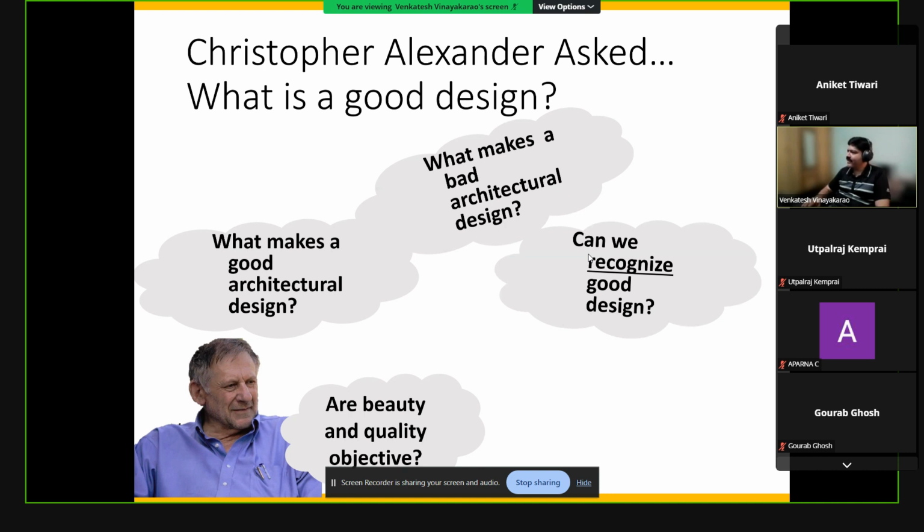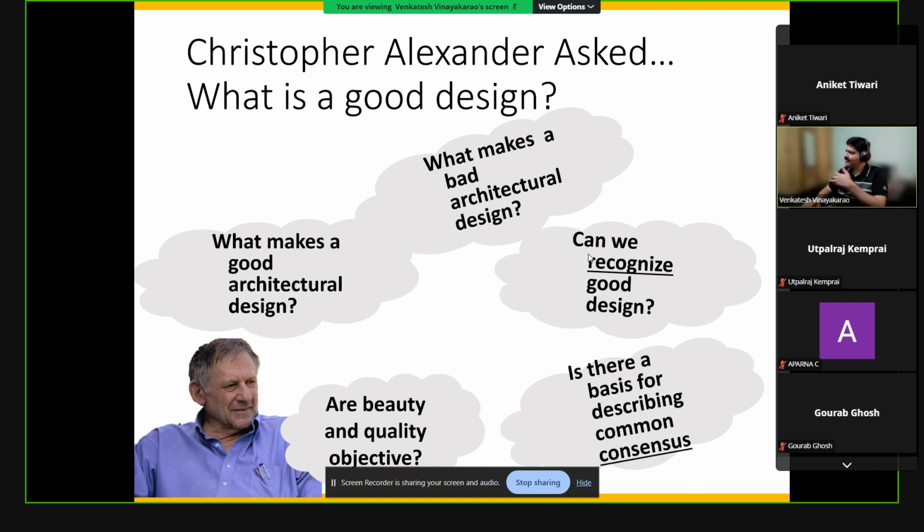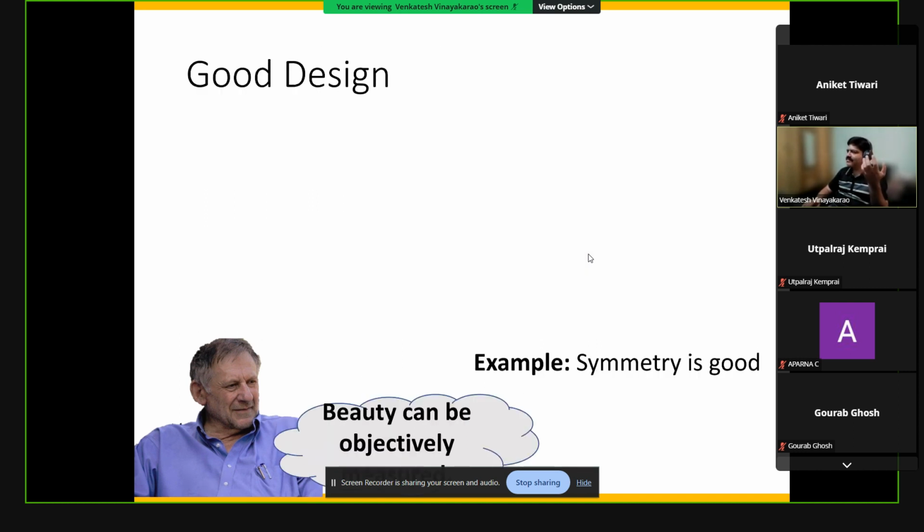Then one more question: can we recognize a good design? And is there a basis for describing common consensus? Right. So at the outset, all of them look the same, but these are all very different questions, and they require different kinds of experiments to come to any meaningful answer.